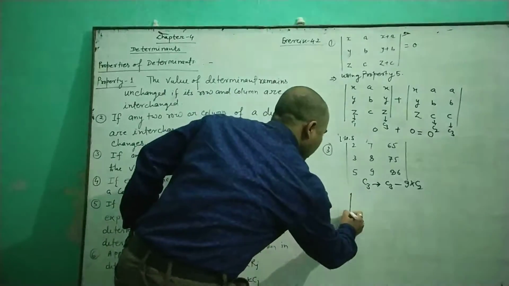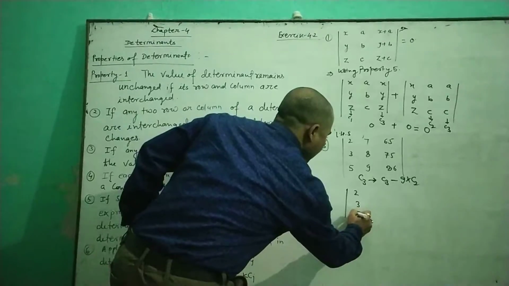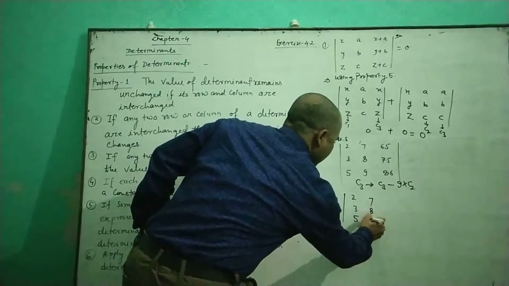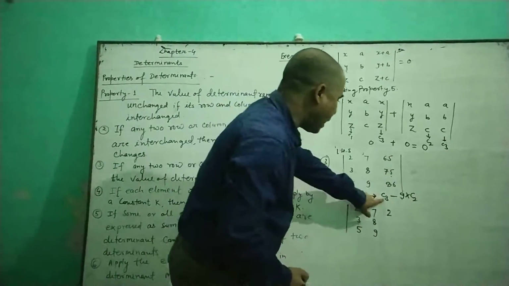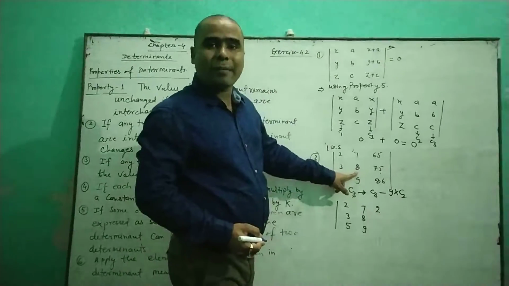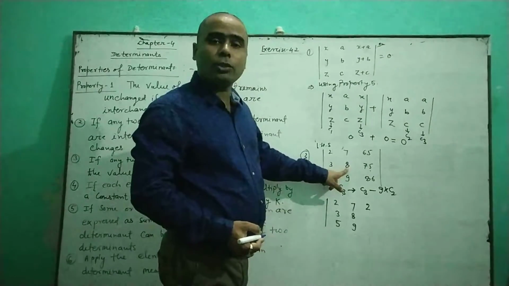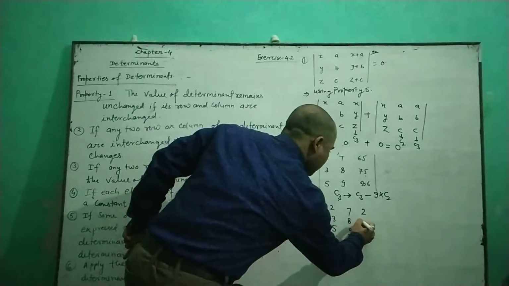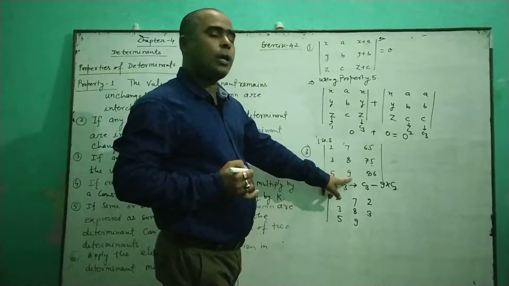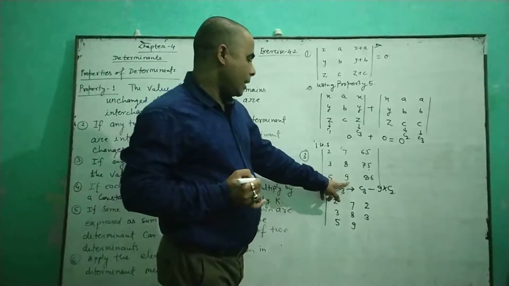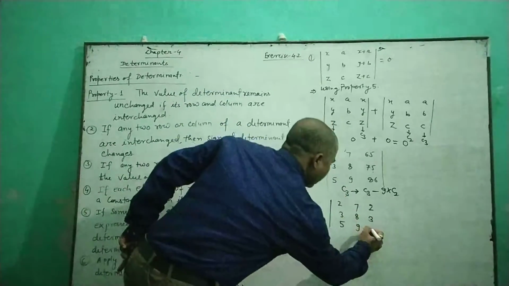Now, then we get the two columns identical, same, 7, 8, 9. Now C3 will be changed. Now here 2 and 80, 75 minus 9 into 8. 9 8 is 72, 75 minus 72, 3. Now 86 minus 9 into 9, 9 9 is 81, 86 minus 81, 5.